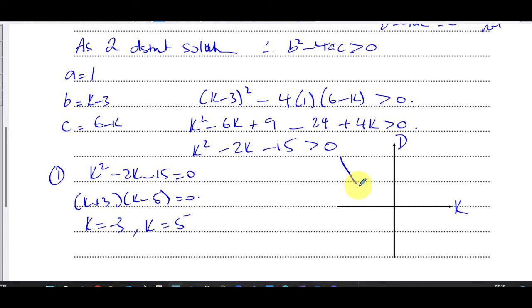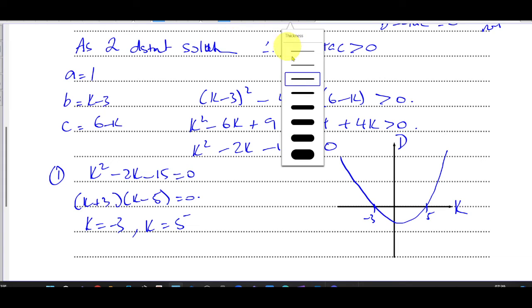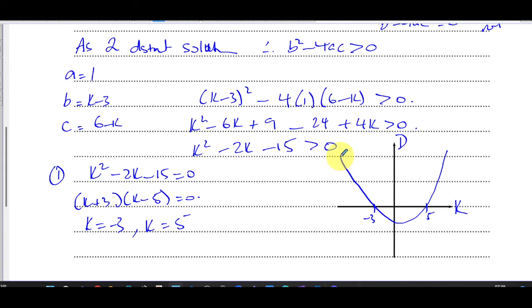So it's going to look something like this. It's going to cross at -3 and 5. And here will be minus 15. We don't have to worry about that in this. Now, where is the value of the discriminant greater than 0? Well, it's greater than 0 in this section over here.